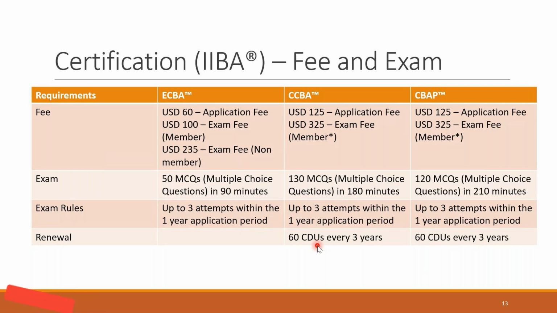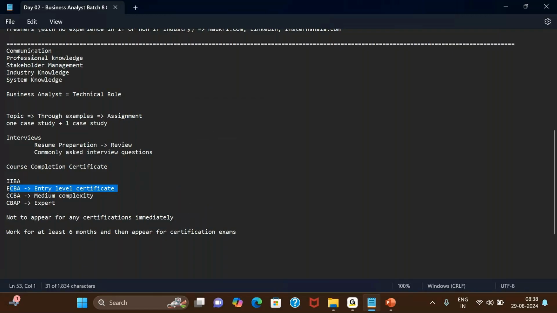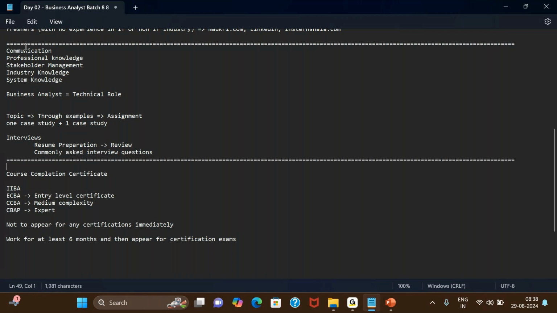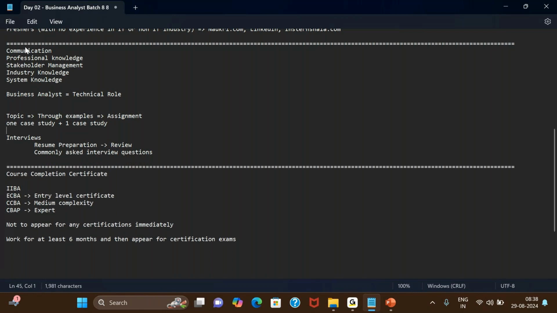Now, Suresh, do you have any specific questions related to these certifications? I know you were asking about certifications, but any particular question within the certification part? Not yet, sir. Based on the experience only, we have to apply for a certification after working in the company, sir. Yes, based on your experience.